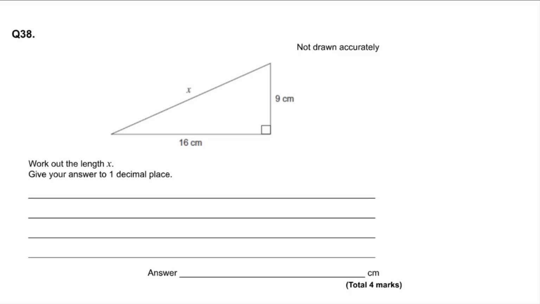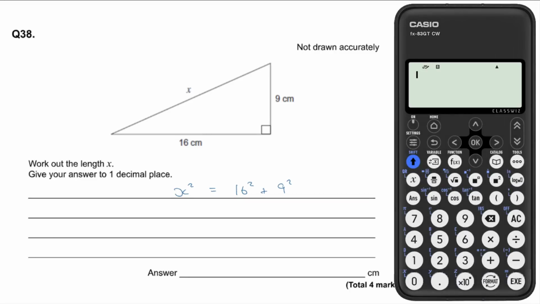Now again, x is the long side, so I'm going to be saying x squared is the other 2 squared added together this time. I'm going to type that in all in one line into my calculator. Square root 16 squared plus 9 squared. That comes out to be root 337. So then turning that into a decimal, I get 18.357.